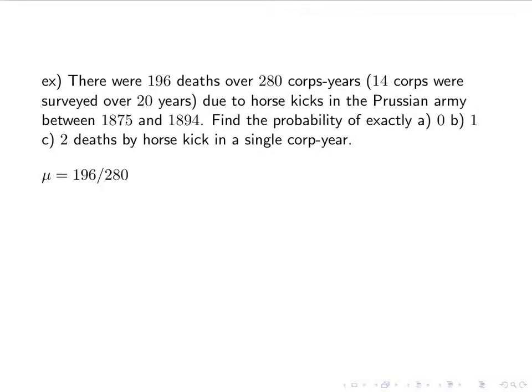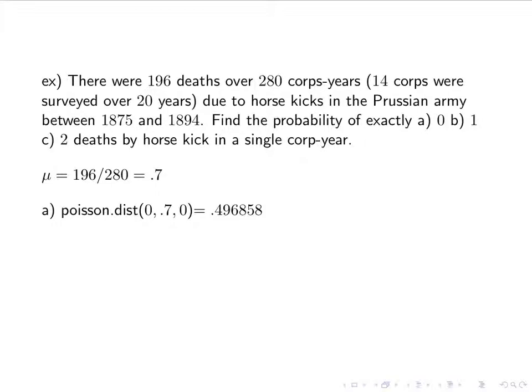So the first thing we have to do is find mu. So we know there are 196 deaths over 280 core years, and we're interested in a single core year. So I take my 196, divide it by 280, and I get 0.7. So mu is 0.7. So the questions are all about exactly a certain amount of deaths by horse kick. So that means my last number in the Excel command will be 0. So for A, I want Poisson.dist 0, 0.7, 0, the probability that there were no deaths by horse kick in a single core year. And that's almost a half.